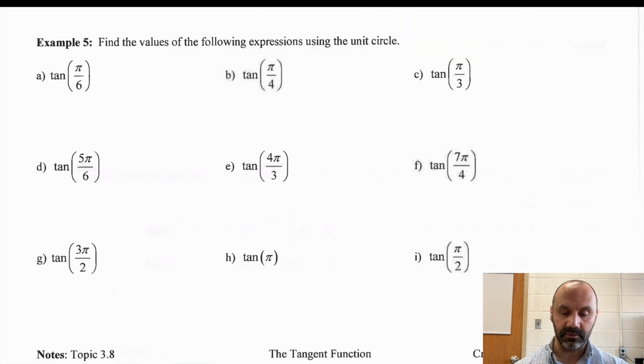Example 5, we're just filling this in, finding the values of the expression using the tangent circle. Okay, so tangent of pi over 6, in my mind, what I would do is find the sine and the cosine and then put them one over the other. And then you'll start to see the pattern, how it works, right? Because the sine and the cosine for all the values that are not 0, pi over 2, pi, they're all over 2. And so it ends up just being the sine numerator over the cosine numerator, etc. But anyway, let's get into it.